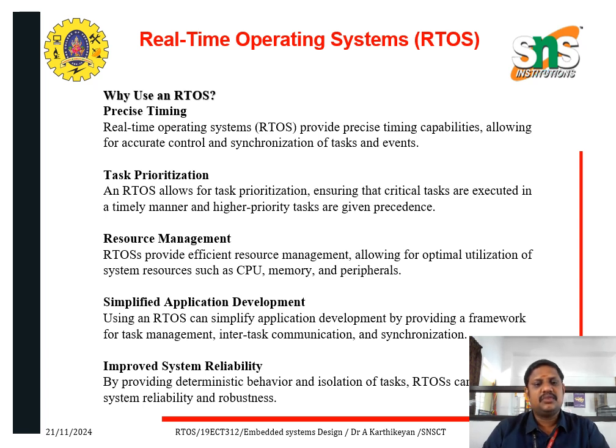Why do we go for an RTOS? For precise timing, task prioritization, resource management, simplified application development, and improved system reliability. These are the five important key parameters. With precise timing, the capabilities allow accurate control and synchronization of tasks and events. Task prioritization ensures critical tasks are executed in a timely manner, and higher priority tasks take precedence.